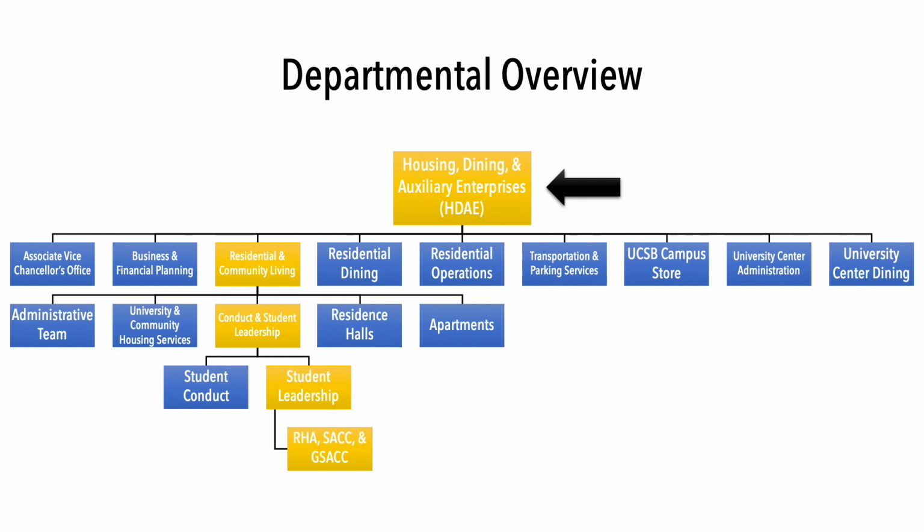RHA is a part of the Residential and Community Living, or RNCL department, which is responsible for the well-being and quality of life for 10,000 UCSB students living in the campus apartments and residence halls. RHA is the student government for the residence halls. The Student Apartment Community Council, or SAC, is the governing body for the undergraduate apartments, and the Graduate Student Apartment Community Council, or GSAC, is the governing body for the graduate apartments.